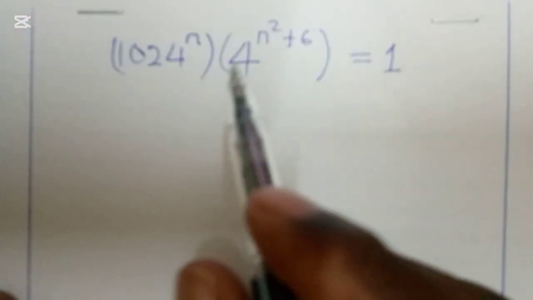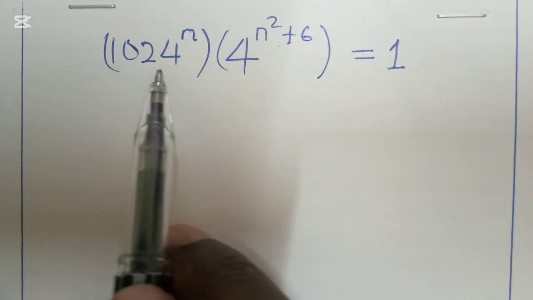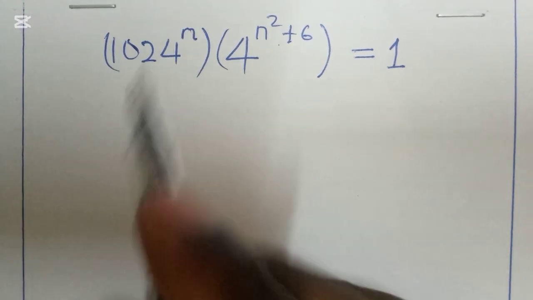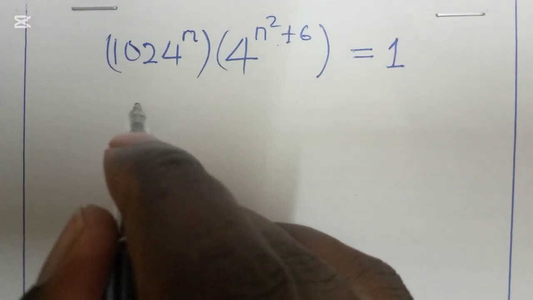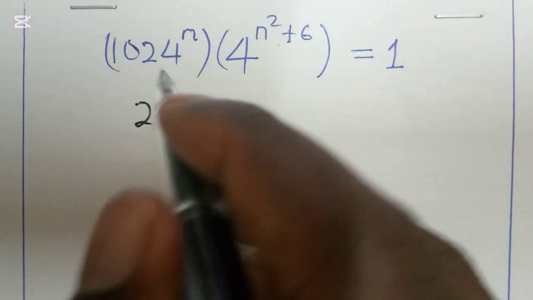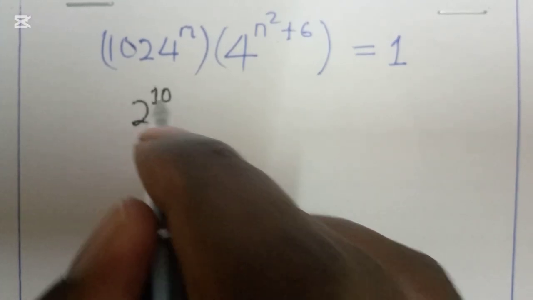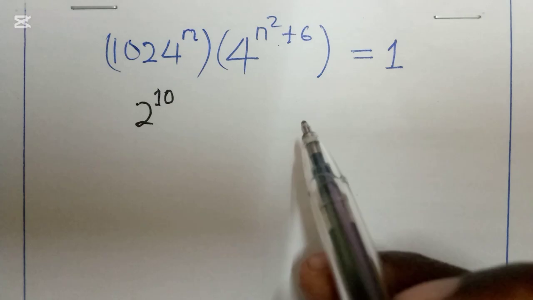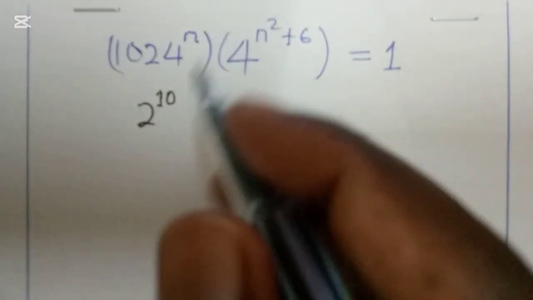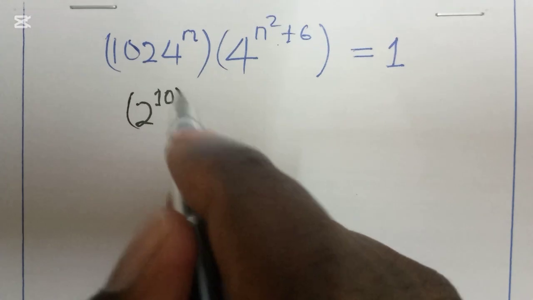So guys, the first thing we are looking for is the factors of 1024. And the factors of 1024 from the calculator are 2 raised to 10, like that. Guys, you can try with the calculator and see whether you get that. That gives us 1024. Then this is now raised to n.